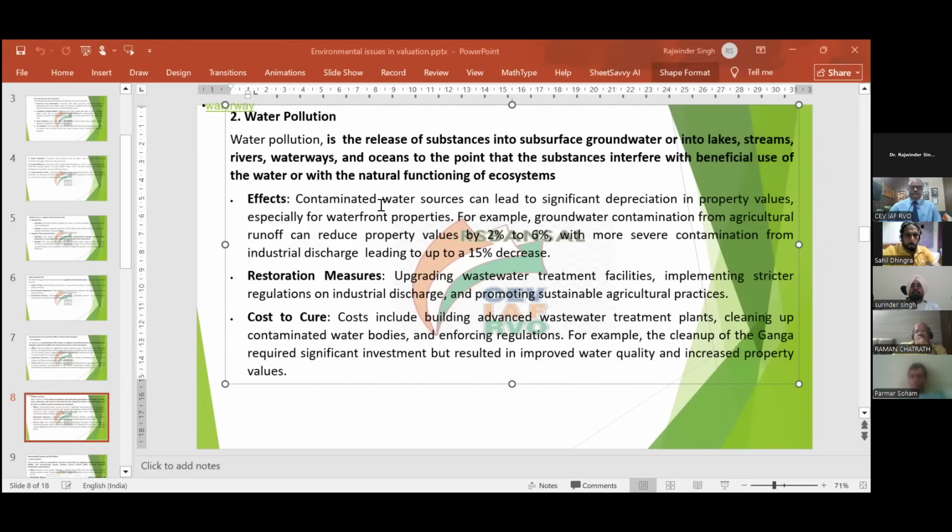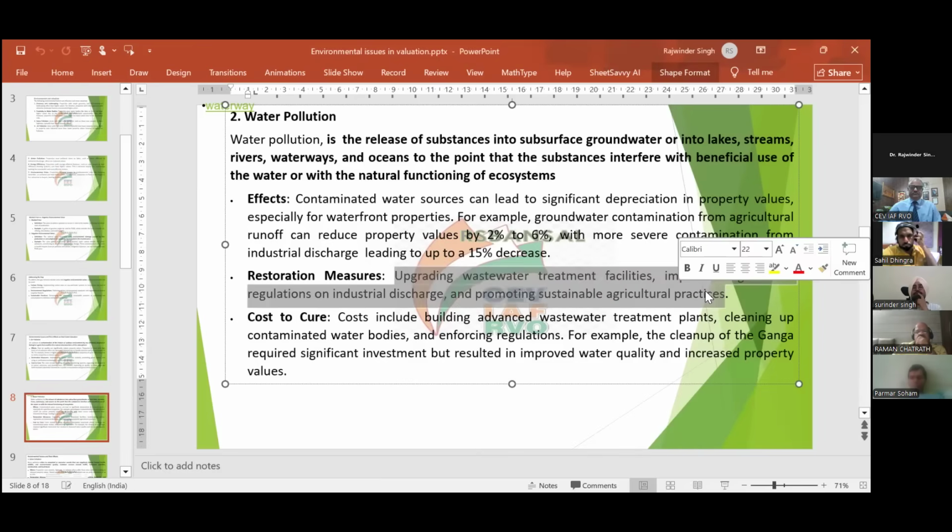For example, groundwater contamination from agricultural runoff can reduce property values by 2 to 6%, and more severe contamination from industrial discharge can lead to up to a 15% decrease. So how can it be restored? Upgrading wastewater treatment facilities, implementing stricter regulations on industrial discharge, and promoting sustainable agricultural practices. This is what we should do, but this is what we are not doing, we can say.